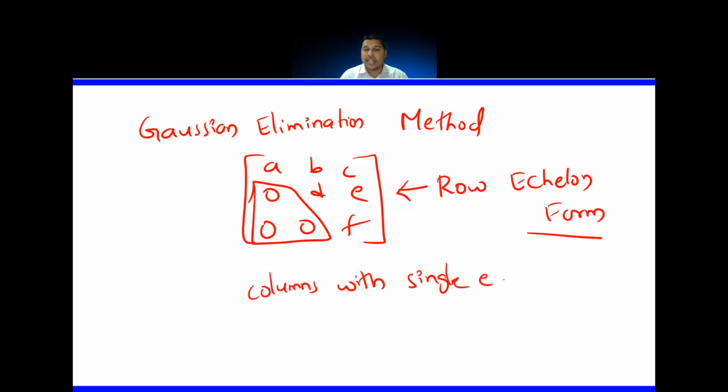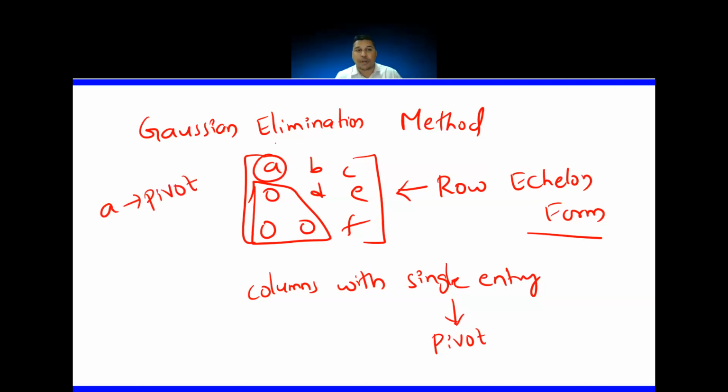Columns with a single entry are called pivot columns or pivot elements. So here A is the pivot. A is a pivot element or pivot column, because in this particular column there is only one element. There is only one element. Such kinds of elements are called pivot elements or pivot columns.